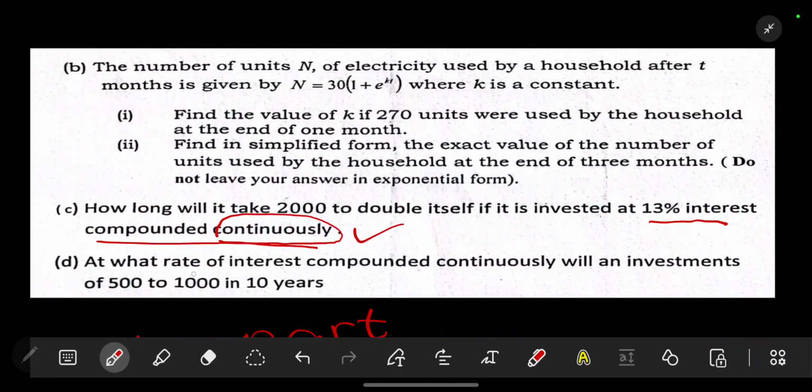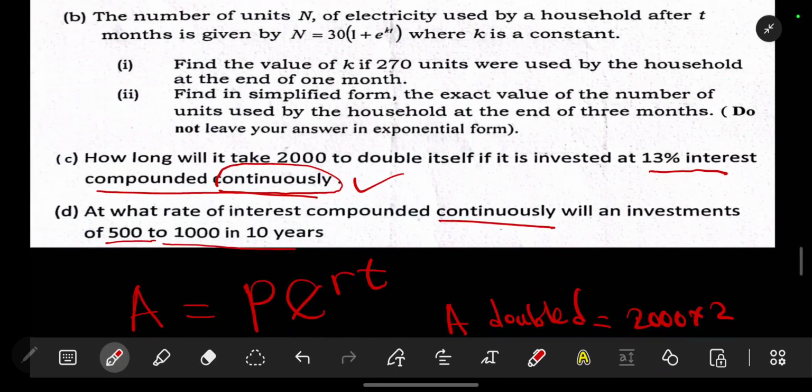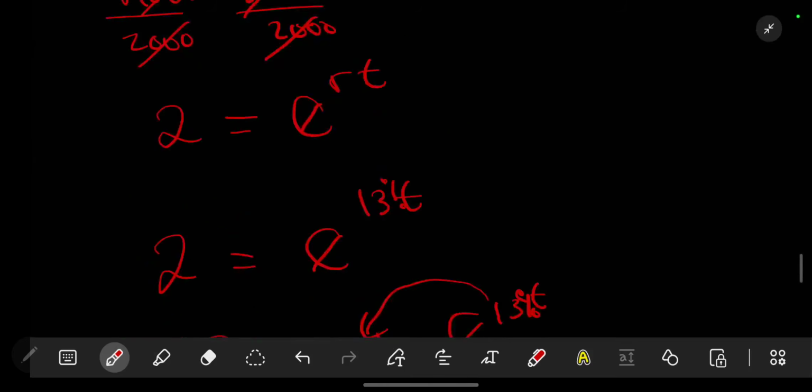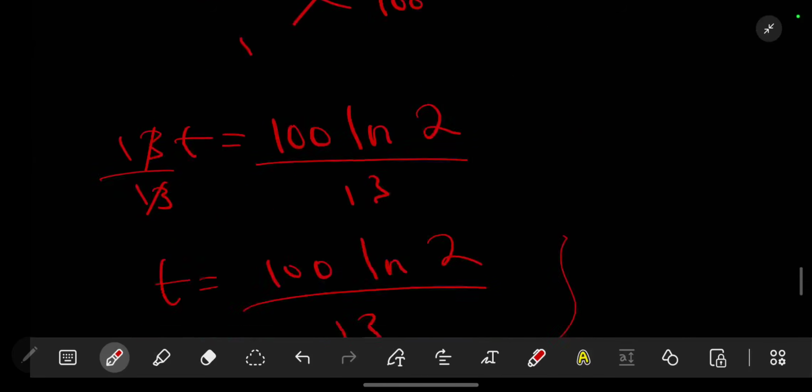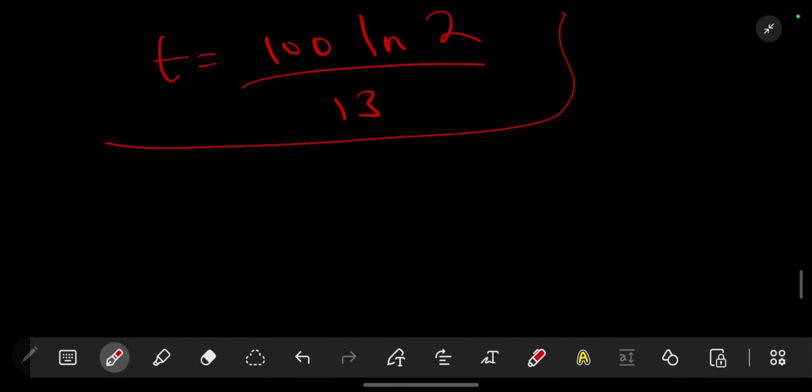Then this one: at what rate of interest compounded continuously will an investment of 500 grow to 1,000 in 10 years? So same approach. The key term is continuously. From 500 to 1,000, meaning you are beginning with a small one. It's a business. You don't expect to be going backwards.